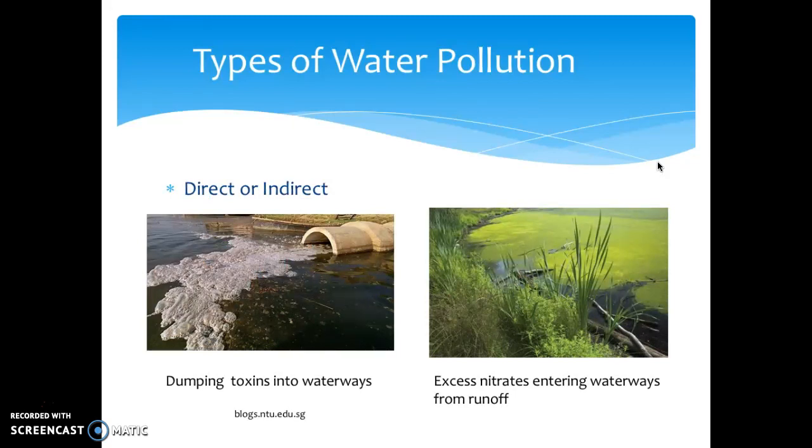So direct means it's going directly into the water, so we know that this tube is directly dumping pollutants, whatever that is, directly into the water. Whereas on the right, we see the eutrophication. The pollutants that are entering the water were never intended to enter the water. Like they were intended perhaps to be pesticides or to be fertilizers for the soil, in which case they were never supposed to have been in the water, but they did indirectly filter their way there through runoff.